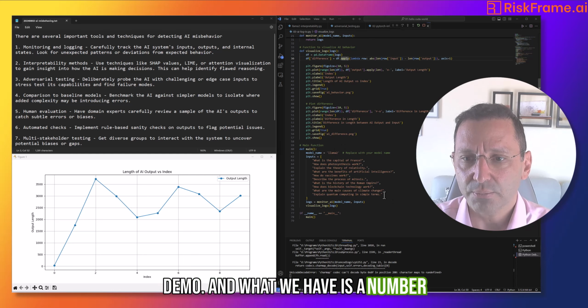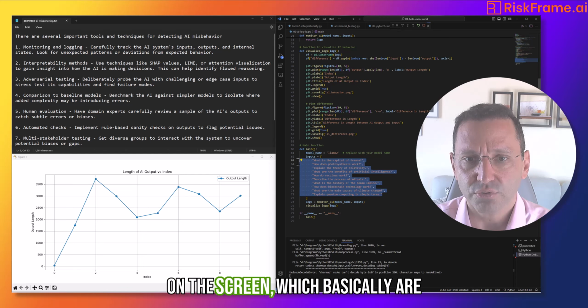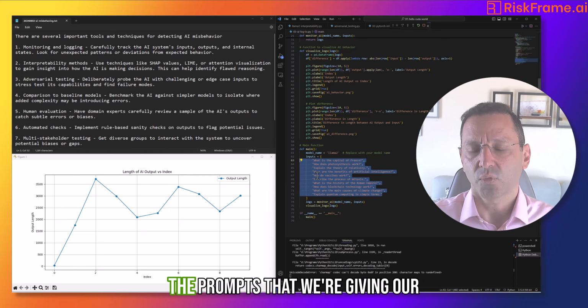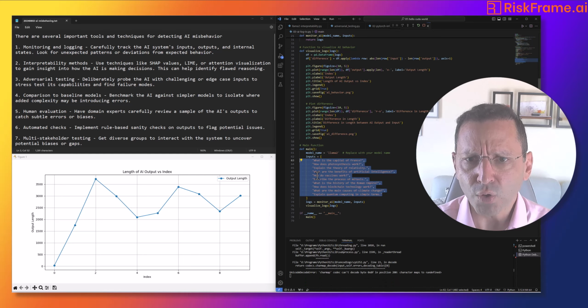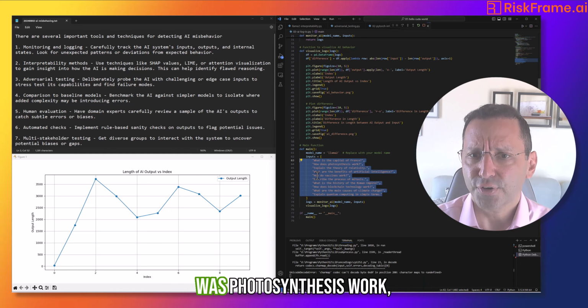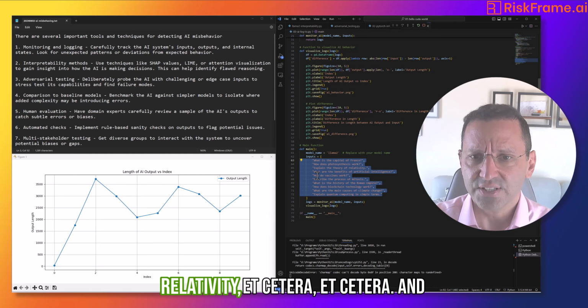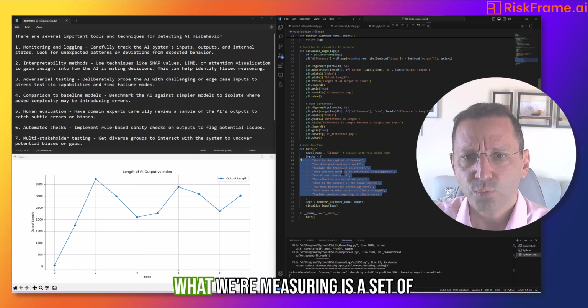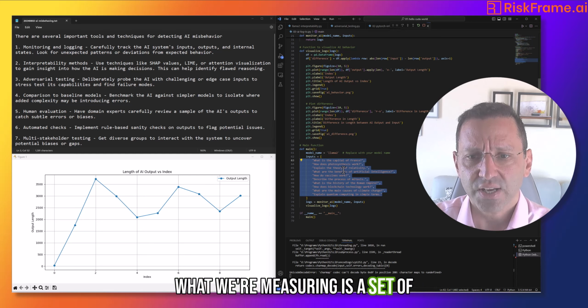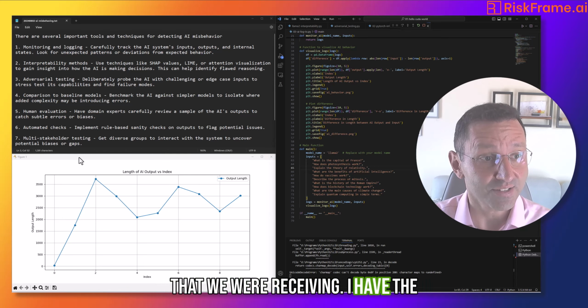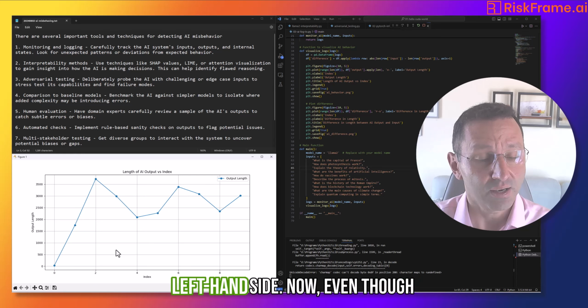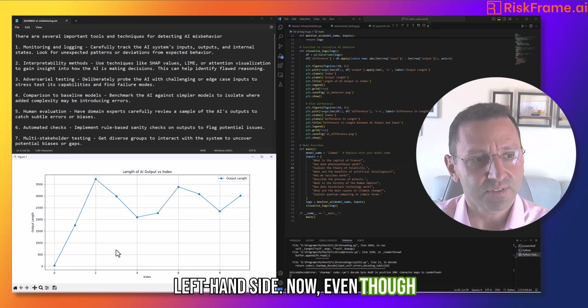And what we have is a number of inputs that I'm highlighting here on the screen, which basically are the prompts that we're giving our model. What is the capital of France? How does photosynthesis work? Relativity, etc. And what we're measuring is a set of outputs when it comes to the length that we're receiving. And that's the graph that you see on the bottom left-hand side of the screen, effectively.